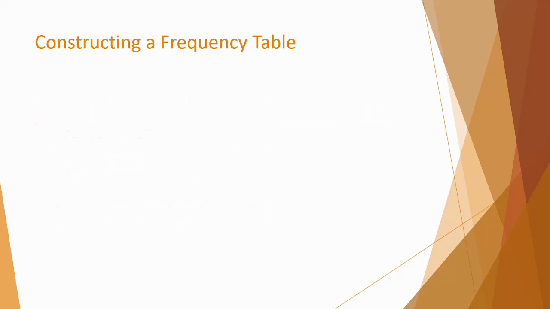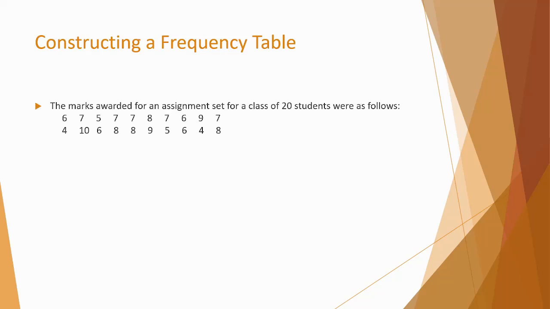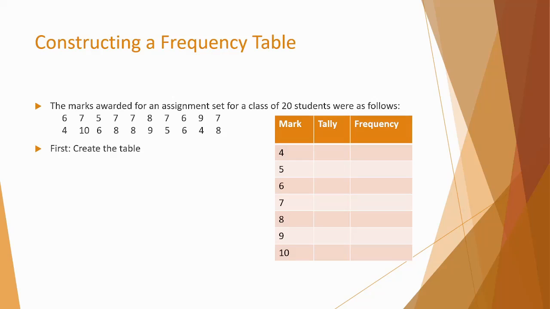So we're going to construct a frequency table using the following example. Here are the marks awarded to a class of 20 students for an assignment. And you can see down there, they're all out of 10 and there are 20 marks there. So first I'm going to create the table. I'm going to put in my three headings. I'm going to write down the values down the side, and I'm going to put a tally section in there where I can go through and count each number.